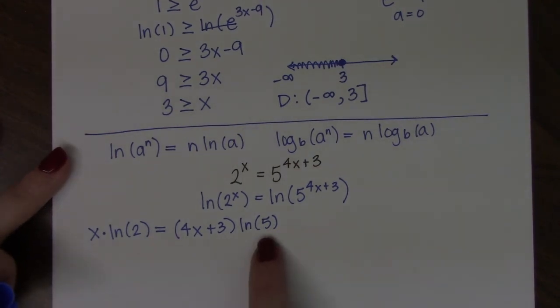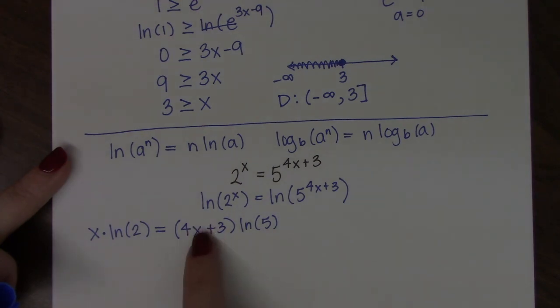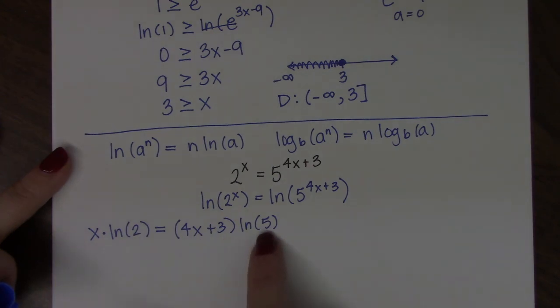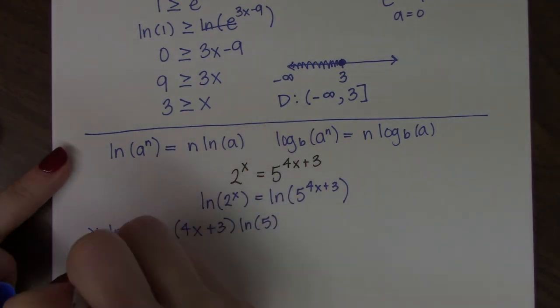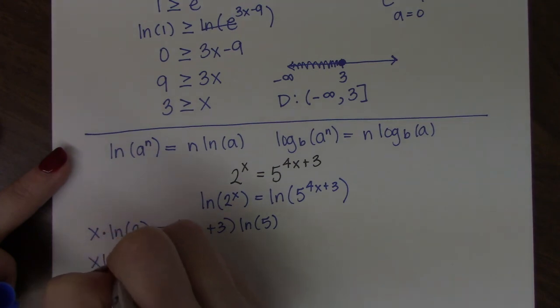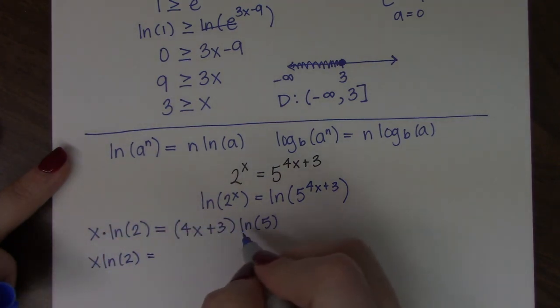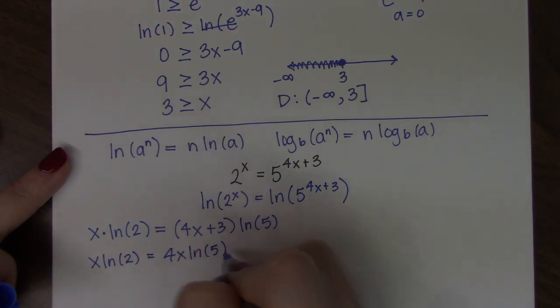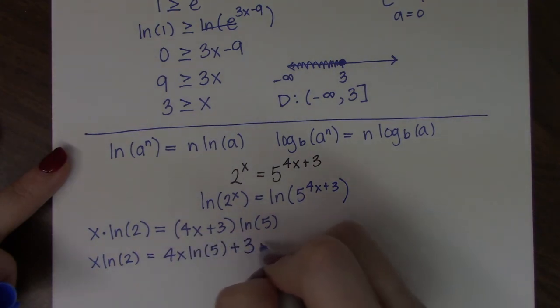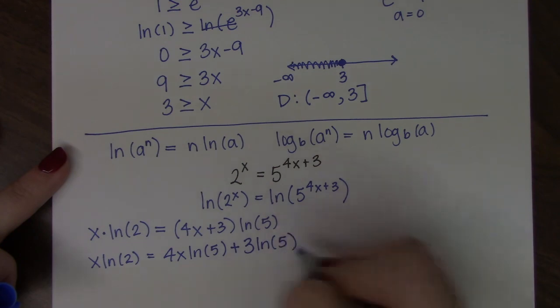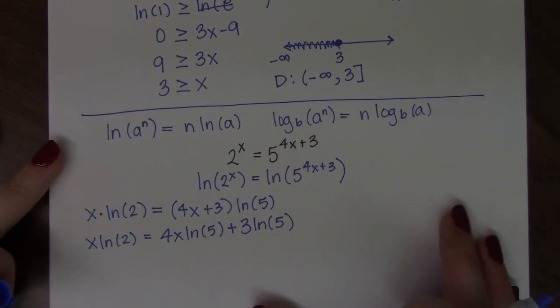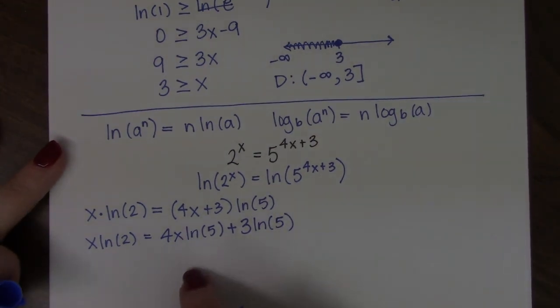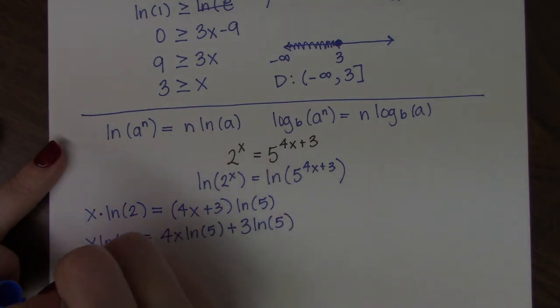So in order to solve this for x, I need to get all the x's on one side of the equation, but this x right here is trapped inside these parentheses. So the only way I can separate it is if I distribute out the right side. We're going to leave the left alone for a minute. And on the right, I'm going to have 4x times the natural log of 5 plus 3 times the natural log of 5. Now I can get every expression with an x and move it over to the other side.